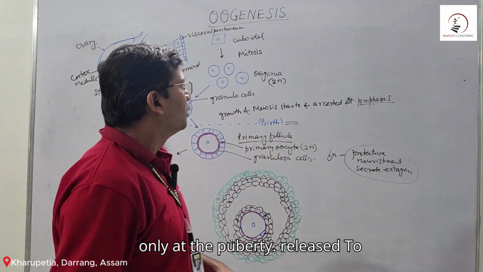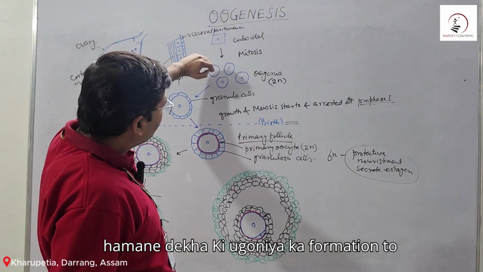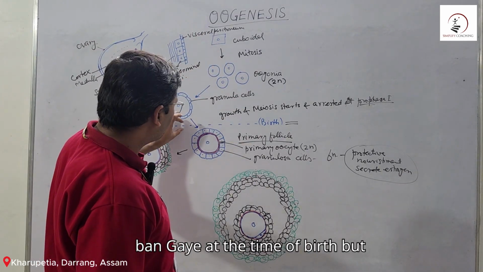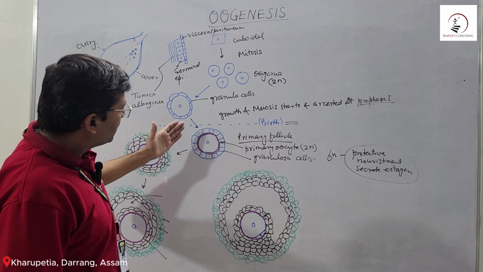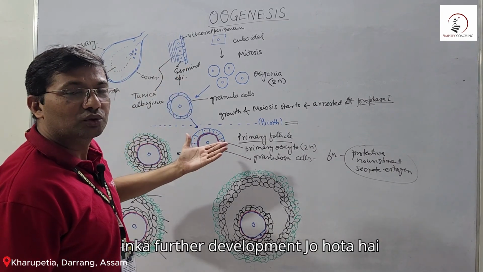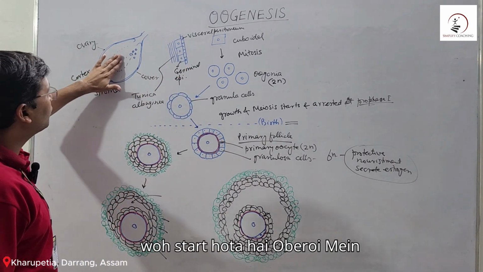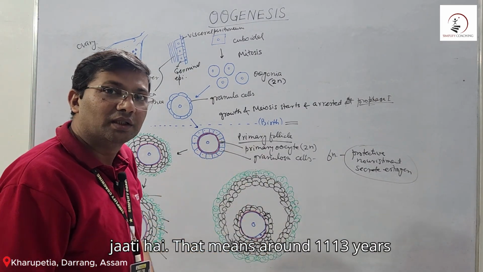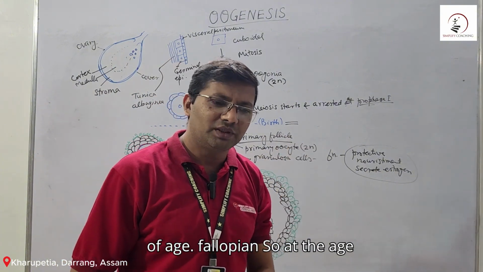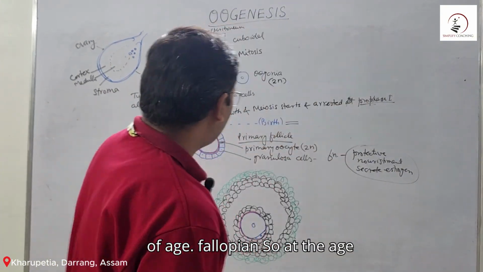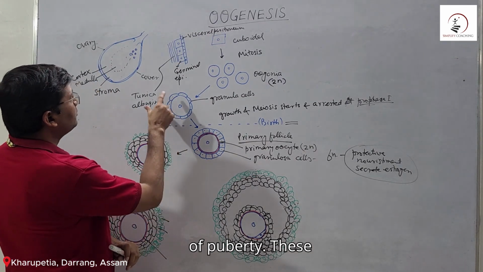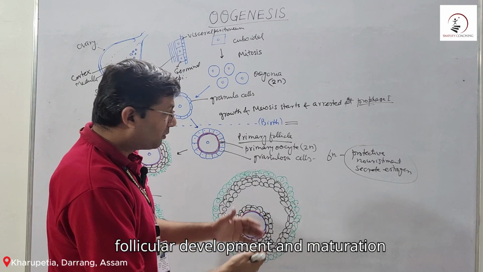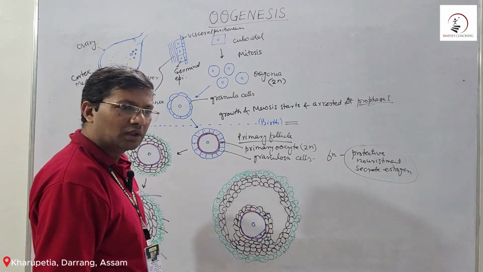puberty. तो हमने देखा कि oogonia का फॉर्मेशन तो फिटल स्टेज में हो गया था, 20 लाख oogonia बन गए at the time of birth, but इनका further development जो होता है वो start होता है ovary में only कब, जब puberty आ जाती है, that means around 11-13 years of age. तो at the age of puberty these follicles start development, the follicular development and maturation again starts.